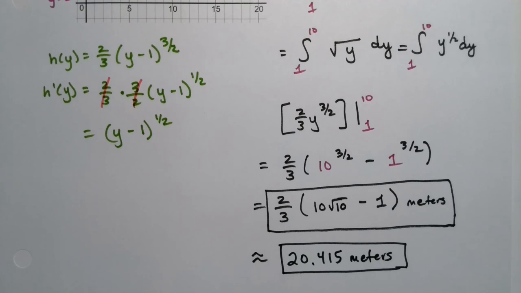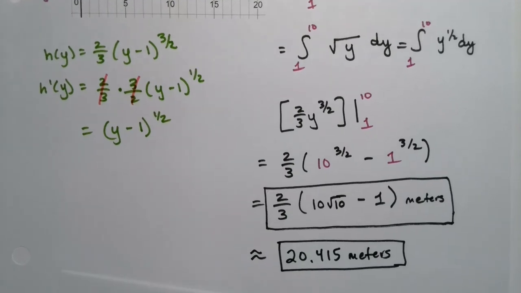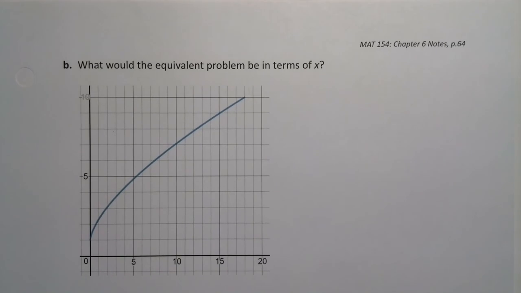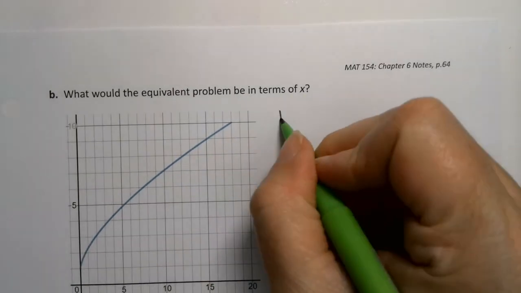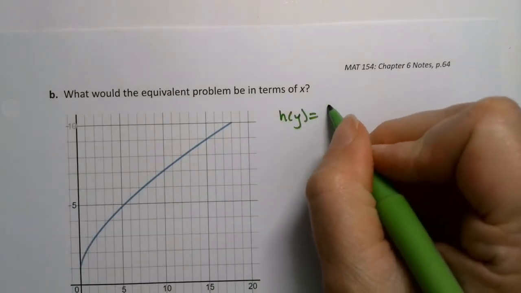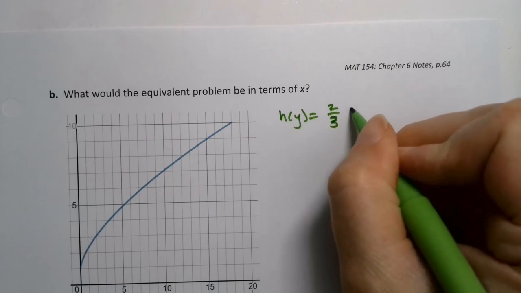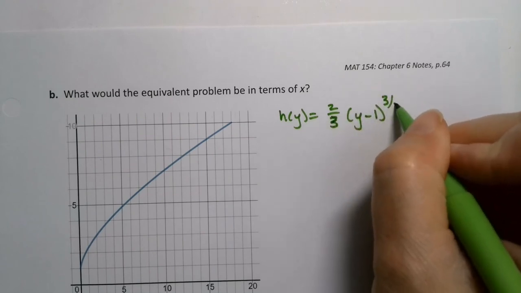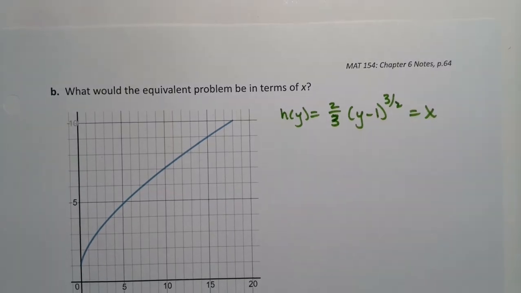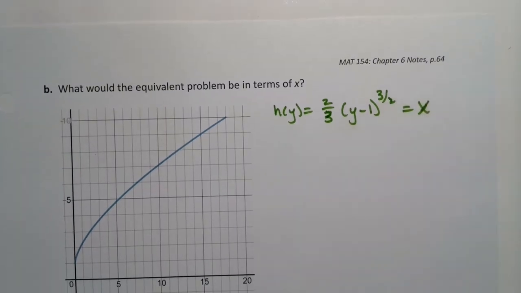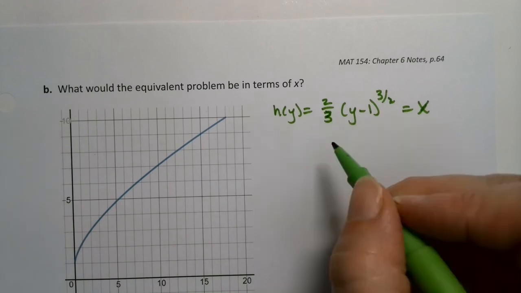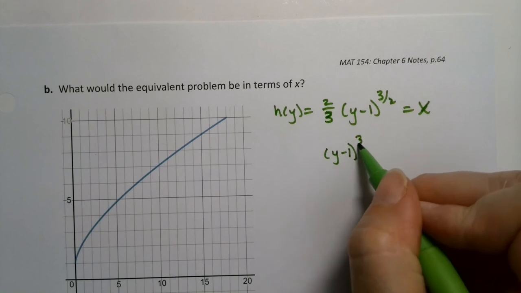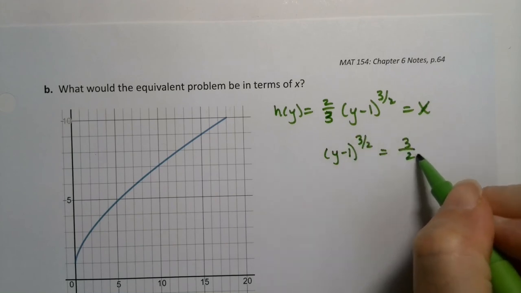But what if we tried to do the same problem in terms of x? Then what would happen to us? Now we can do it because, of course, this is also a function in x if we can just solve it. So h of y was equal to 2/3 times (y minus 1) to the 3/2. That is x, right? Because it's a function in y. All right, well, I obviously want to get rid of the 2/3, so I'm going to get (y minus 1) to the 3/2 equals 3/2 x.